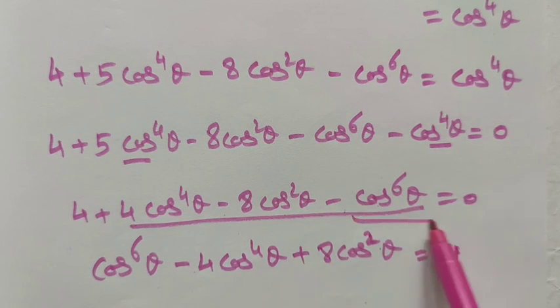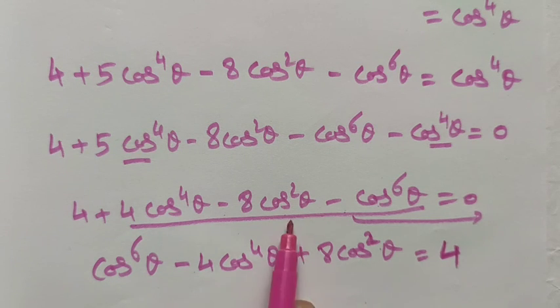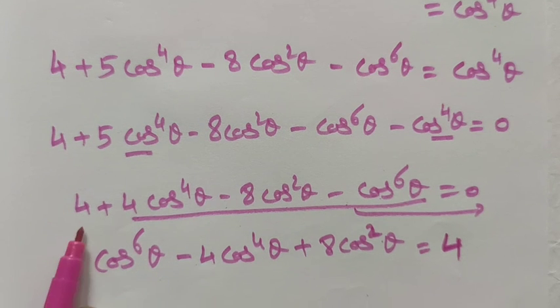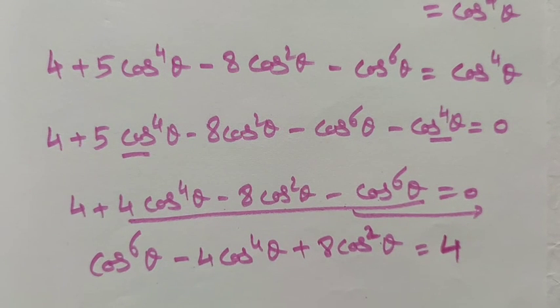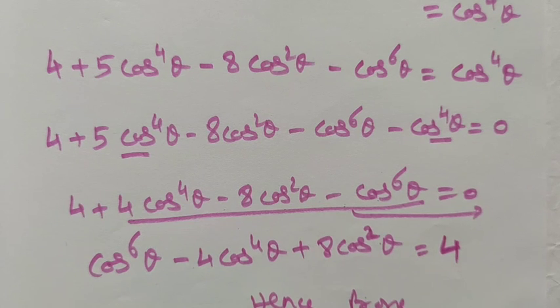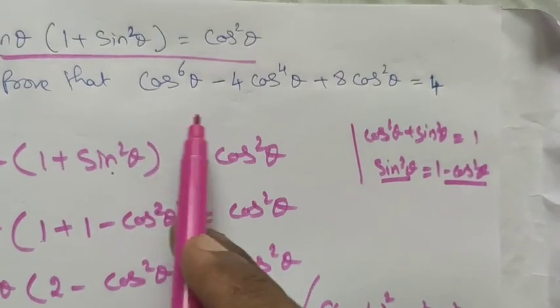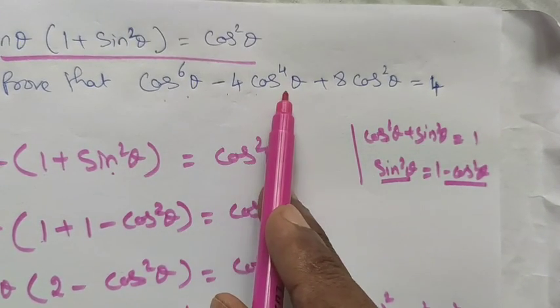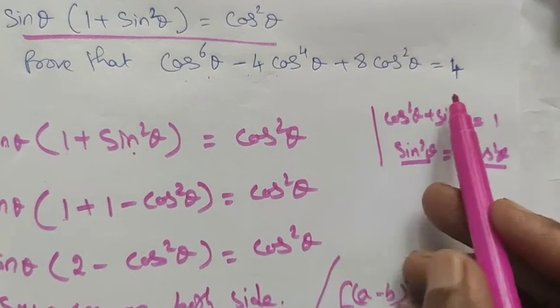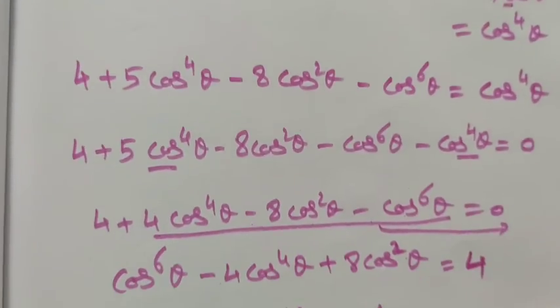These terms are taken to the other side. If you take a term across, its sign gets changed. Here we have 4. I write it in the correct form. So this is what we wanted to prove, hence proved. Now compare this: cos power 6 theta minus 4 cos power 4 theta plus 8 cos square theta is equal to 4. See, cos power 6 theta minus 4 cos power 4 theta plus 8 cos square theta is equal to 4. So hence the proof.